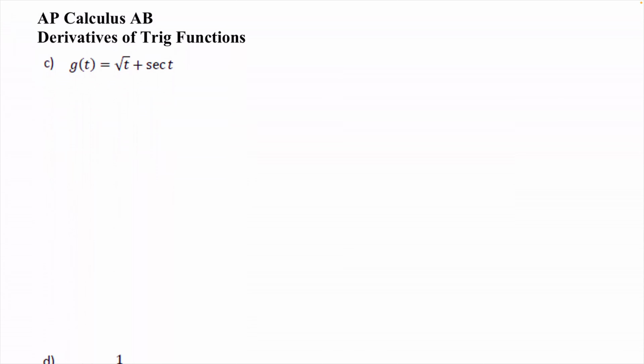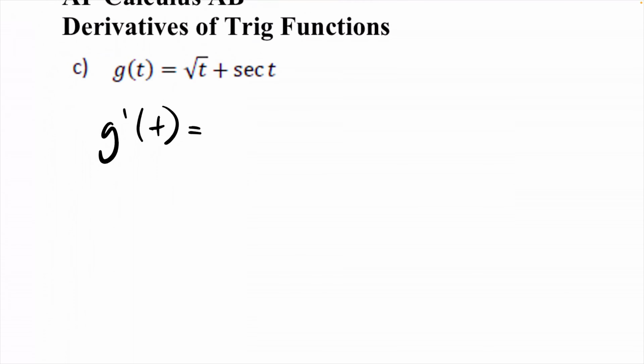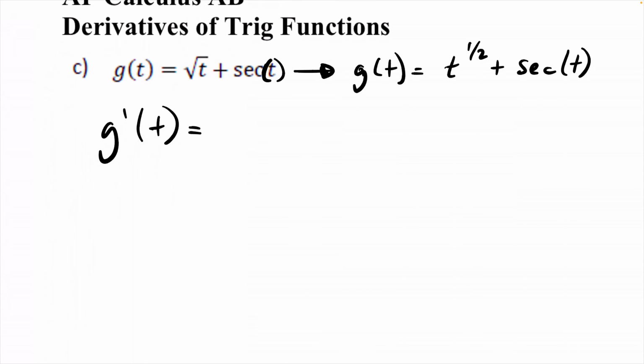Secant. Now when they change the letter, it's no longer x, it's t now. So before we do anything with derivatives, I have a root. I don't want roots when I'm doing derivatives. Change it. So really this is t to the 1/2 power plus secant of t.